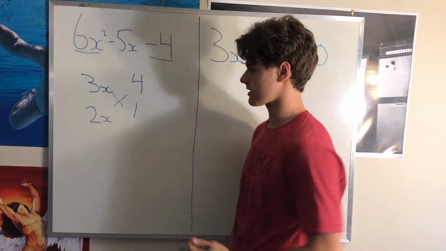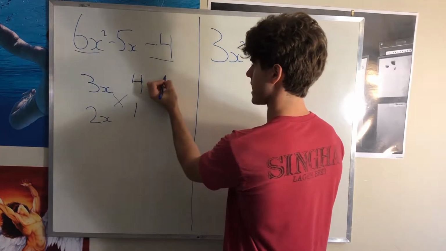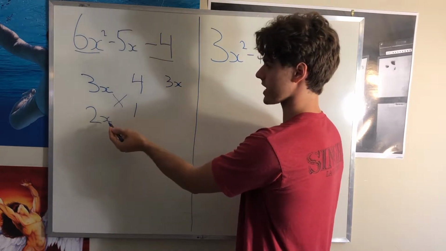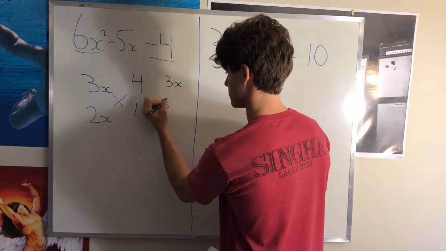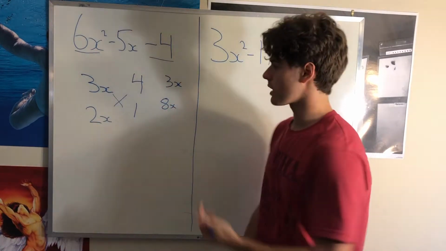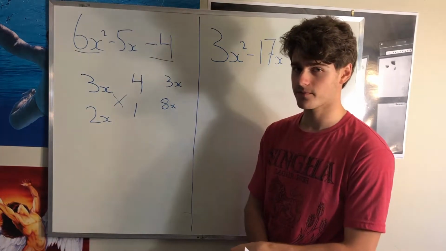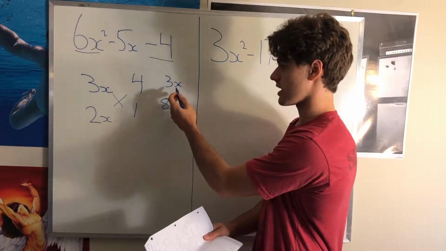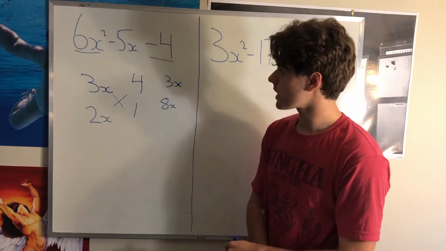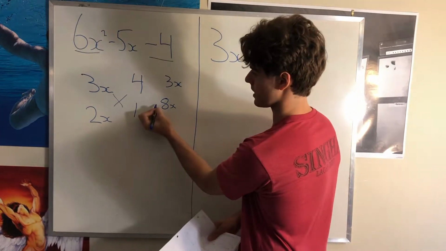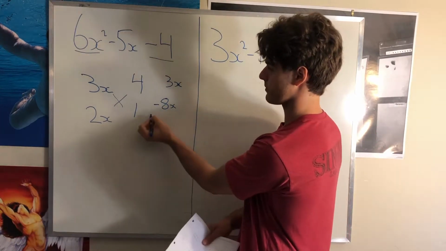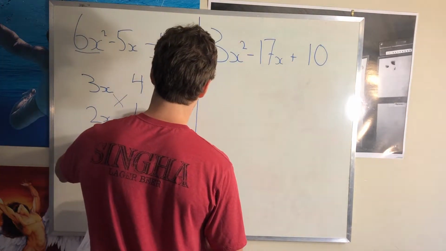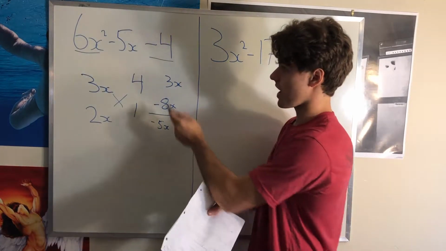Now we're going to do the same exact thing. So 3x times 1 is 3x. And 2x times 4 is 8x. Now, can we use these two numbers to get to -5? Well, yes, you can. For example, if we did 3x minus 8x, that would give us -5x. So if I put a negative sign in front of the 8, bear with me for a second, 3x minus 8x is -5x, and that was our target.